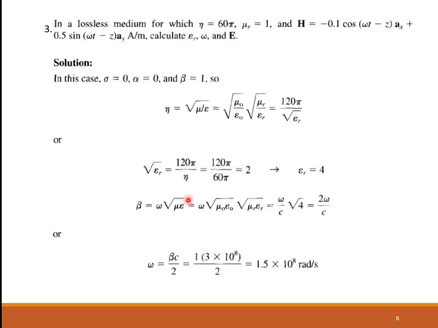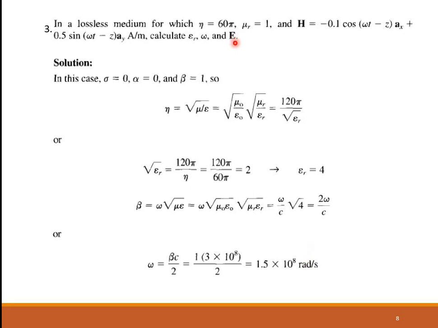Everything else is given. Similarly, the expression for beta, this is the expression for a lossless medium which you should be knowing. And the only unknown here is omega. So you find out omega also. So epsilon r and omega, just directly substitute in the expression and obtain.